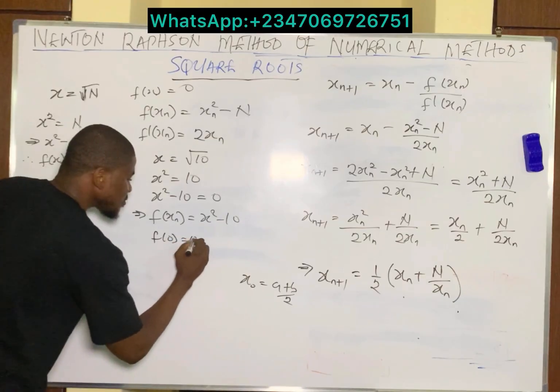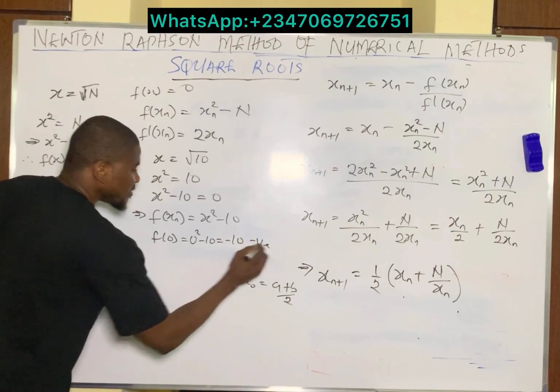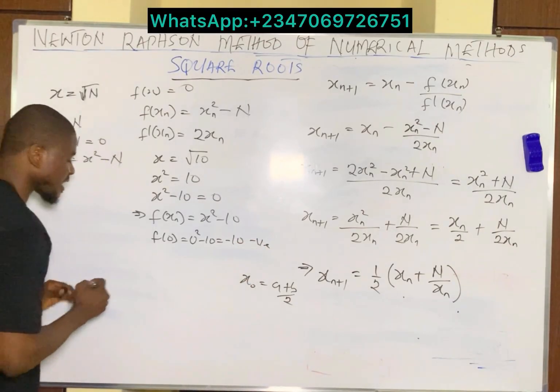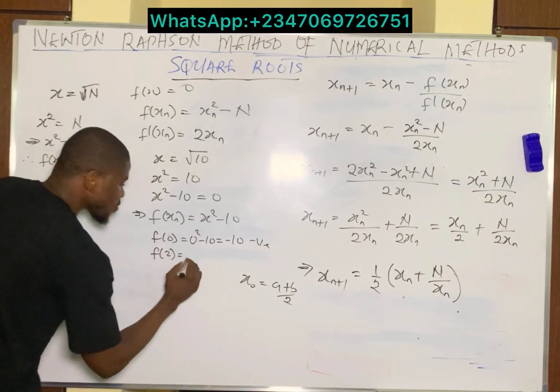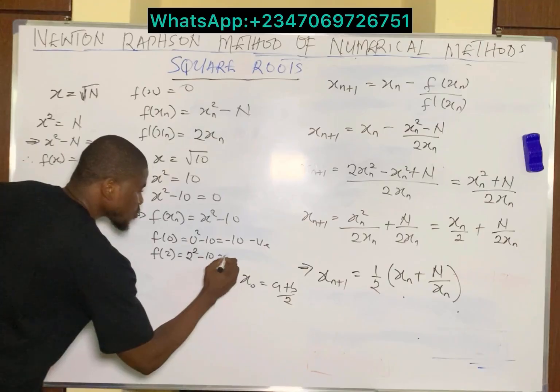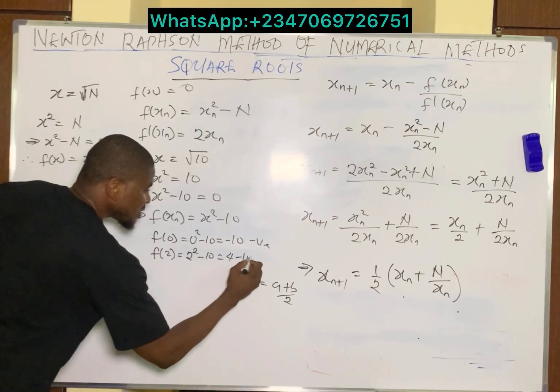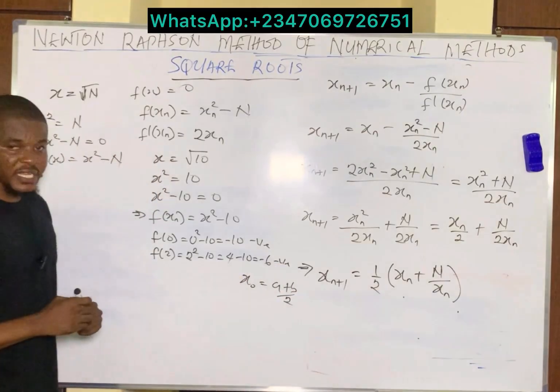So I have 0 squared minus 10, which will give me negative 10. And this value is negative. Let's consider when x is 2. I will find f of 2. This is going to be equal to 2 squared minus 10, and 2 squared is 4. 4 minus 10 simply gives me negative 6. Again, we also have a negative value.